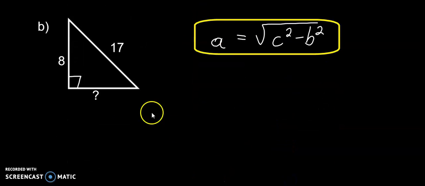Since we're looking for one of the sides, we're looking for a. So this is a or this is b. It doesn't really matter if we switch a and b. It's the same thing. Now we're given the hypotenuse, so that's going to go here. And the 8 is going to go here, and we'll solve for a. And there's a minus here. When we're looking for one of the sides, it's a subtraction.